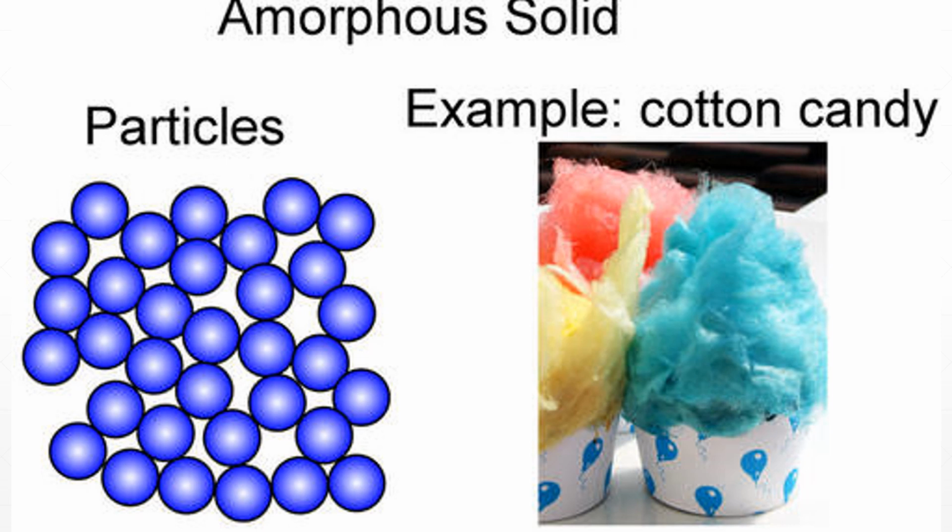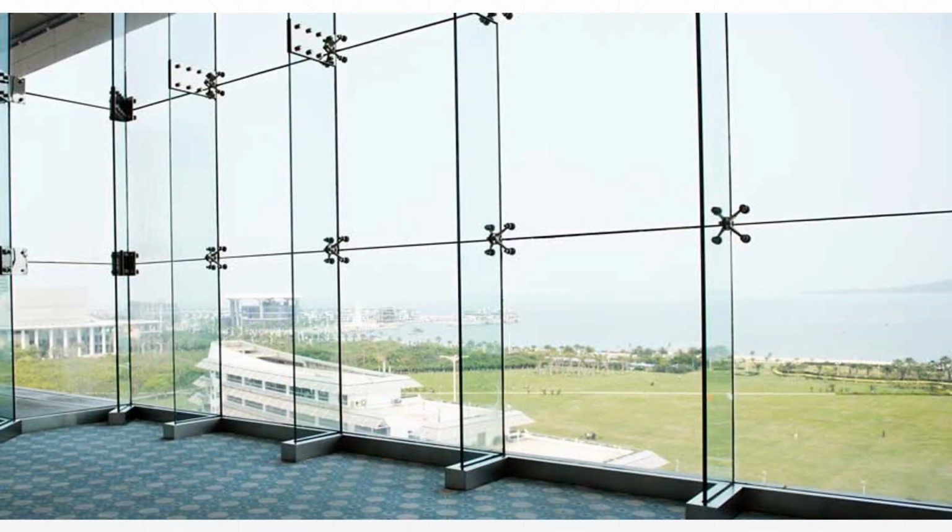Cotton candy is the best example of an amorphous solid, and it does not have any structure. As you can see here, there is more space between these 5 molecules as compared to these molecules. So there is no proper arrangement, but still there is less space between the particles. That's why it is a solid. The glass that you see, you might be wondering whether it is amorphous or crystalline.